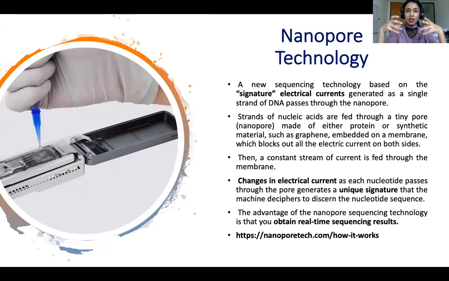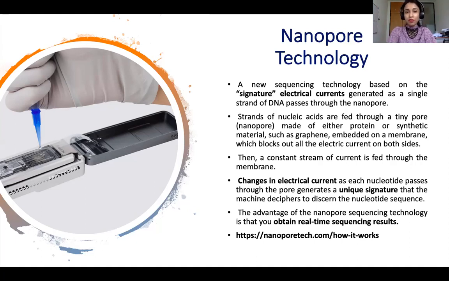And this membrane blocks out all electrical current on both sides, so that when you apply electrical current, the current is only through the nanopore, the pore itself, and as the nucleotide passes through, it disturbs the electrical signal. And each nucleotide has a distinct disturbance of electrical signal. So when an A passes, there is a slight change. When a T passes, the change is different, right? So these changes in electrical current as each nucleotide passes through the pore generate a unique signature, right? For each base, it's unique.